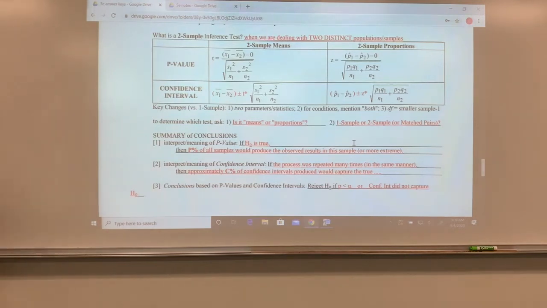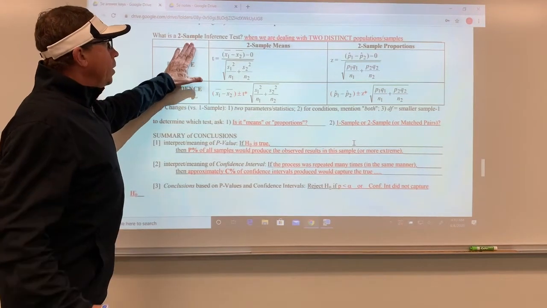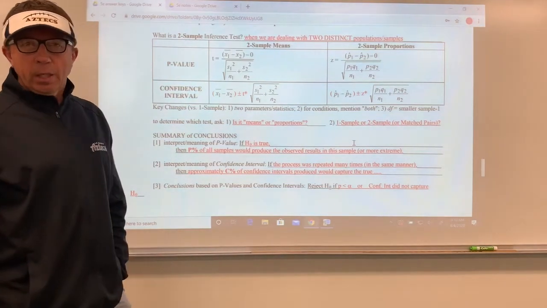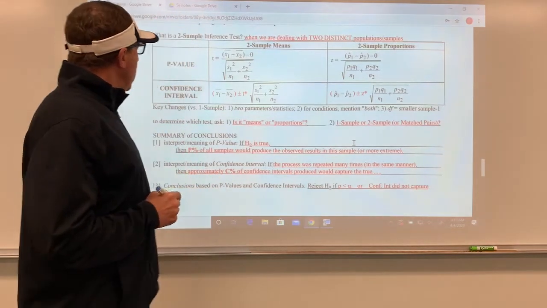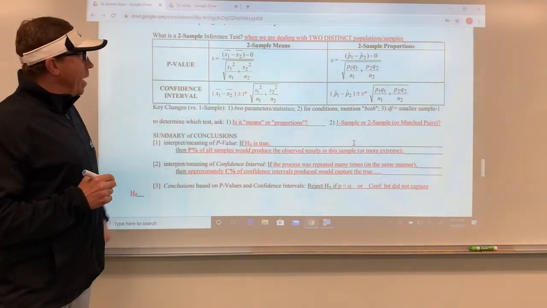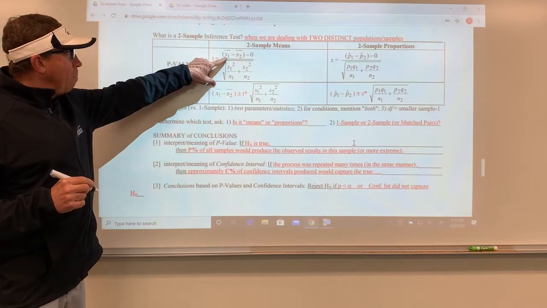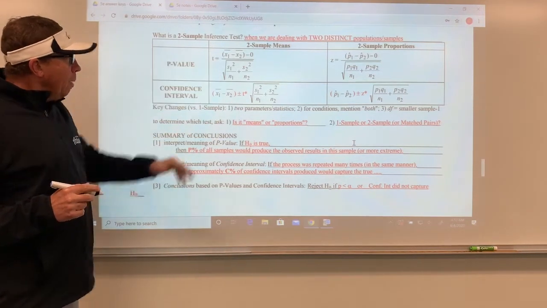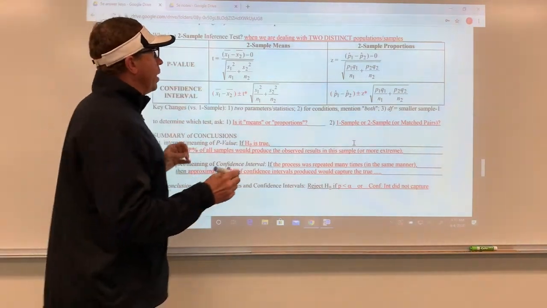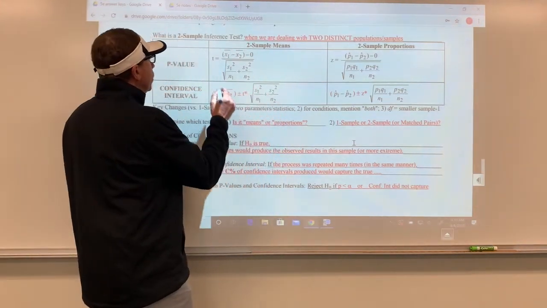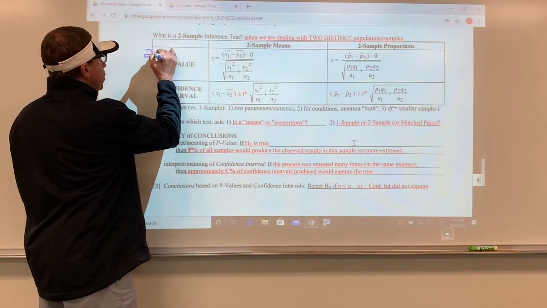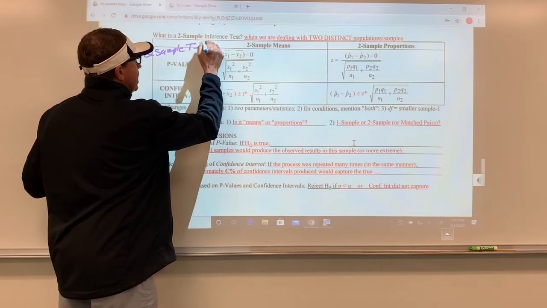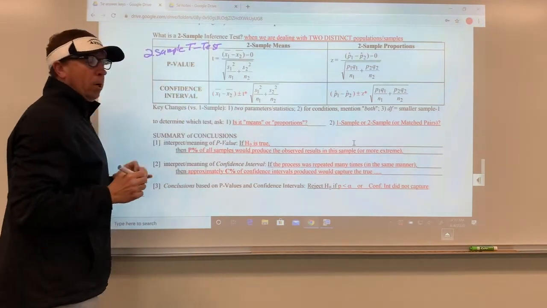Okay, so two-sample inference tests, when we're dealing with two distinct populations. Now this is how you're going to get the p-value of that. You're going to do x bar 1 minus x bar 2 minus 0 divided by the standard deviation. But in reality, what you're probably going to do is go to the two-sample test on your calculator.